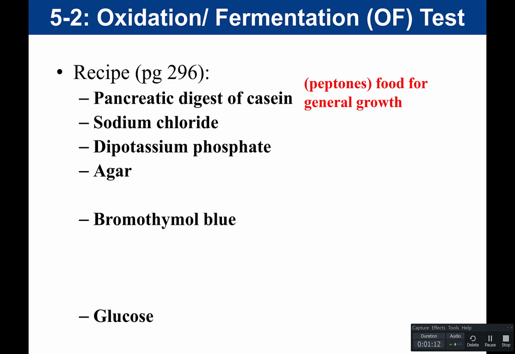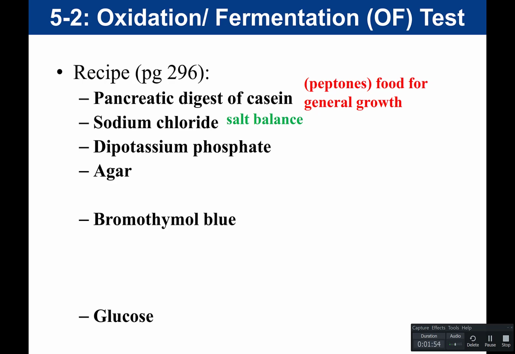Peptones are partially digested proteins. This ingredient is in the media because it is food for general growth. And as a result, this pancreatic digestive casein would make this media complex or undefined media. Because again, peptones can vary from batch to batch. So we have our peptones, then we have our sodium chloride, and sodium chloride again is there for salt balance. Again, it's to regulate so that too much water doesn't go into the bacteria and too much water does not go out. So it helps to regulate water movement within the cells.